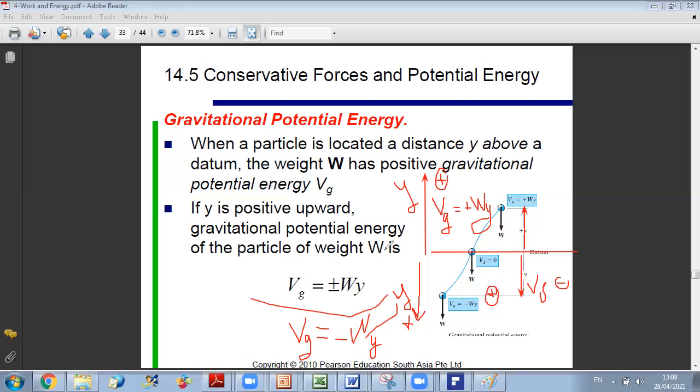So always pay attention in this formula to what is the positive direction of y you are taking. If it's up, you select the positive sign. If it's down, you select the negative sign.